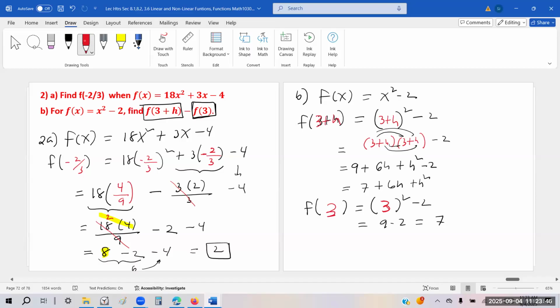And now the last step. Take f of 3 plus h, subtract f of 3. So what did we find for f of 3 plus h? And now you're going to subtract f of 3. What is f of 3? 7. And since 7 is only one number, we don't have to use a parenthesis. What do you observe? 7, 7 cancel out. You get 6h plus h squared.